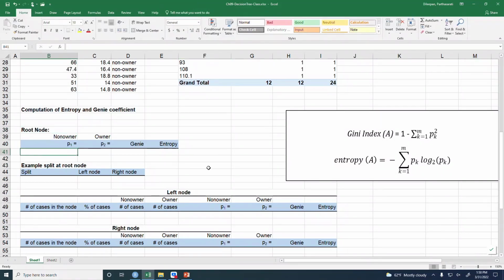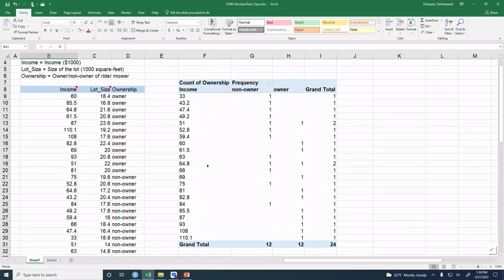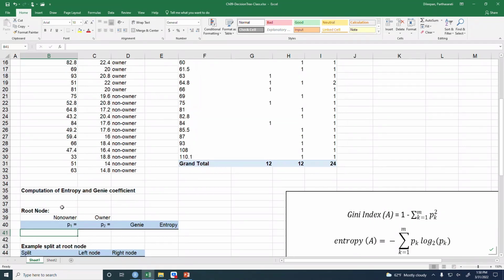Let's look at the root node. Root node is that we start with the entire data set, the whole thing. We have not performed any splits at all. So that's our root node. At the root node, there are two possible values for target.